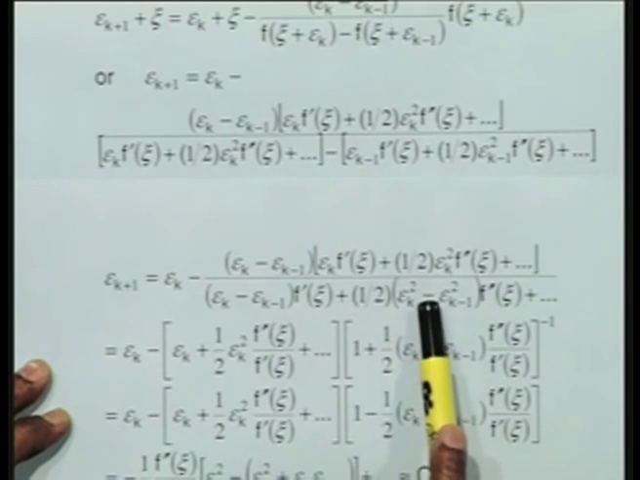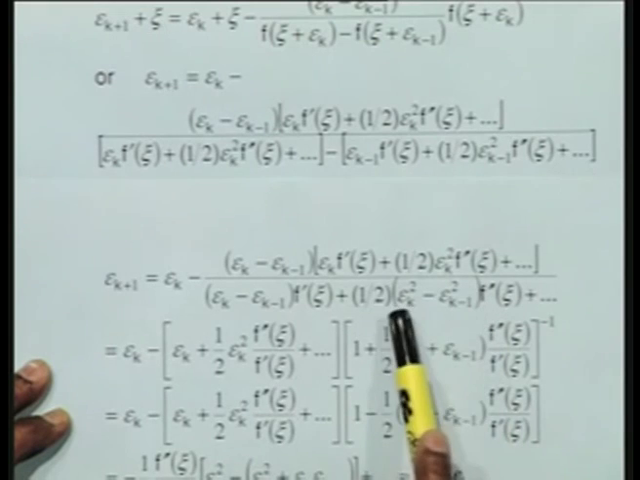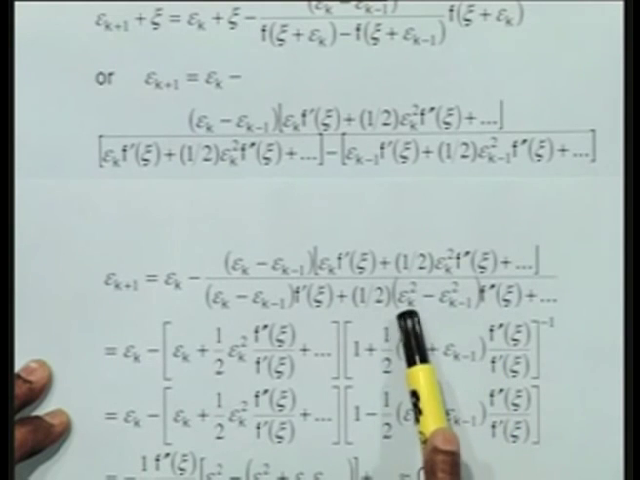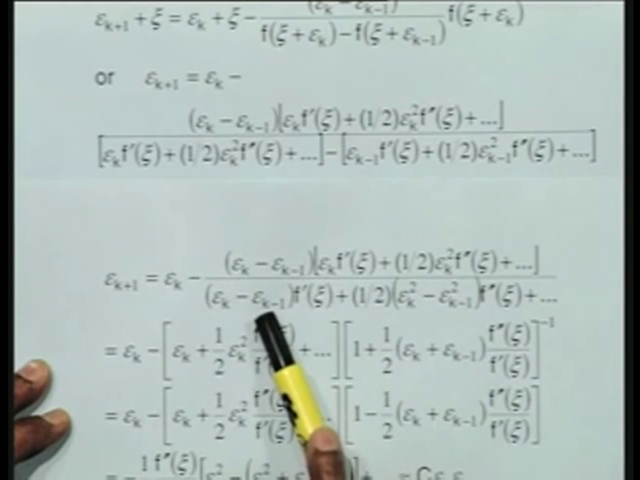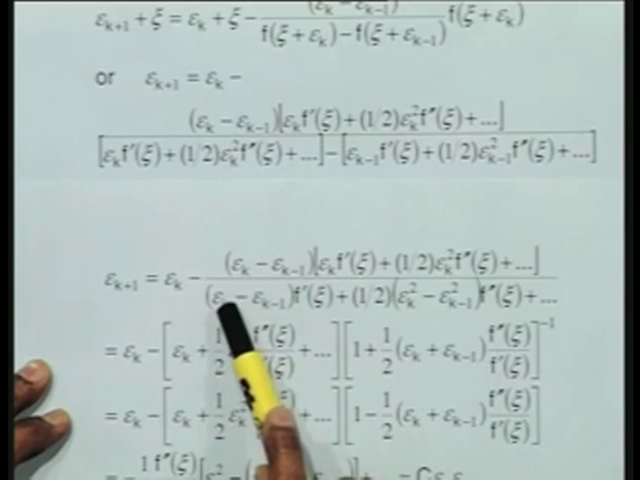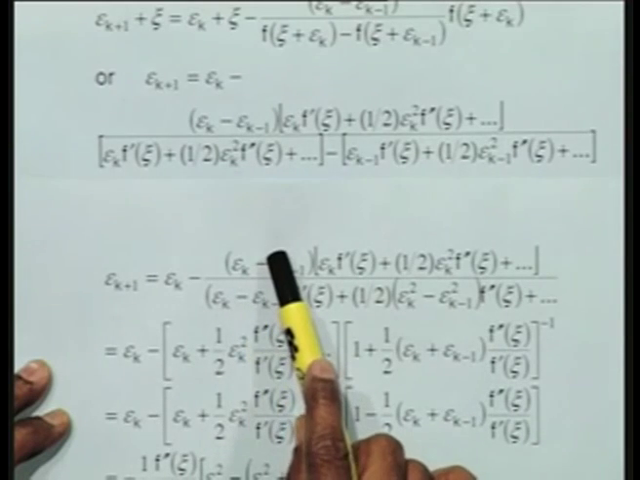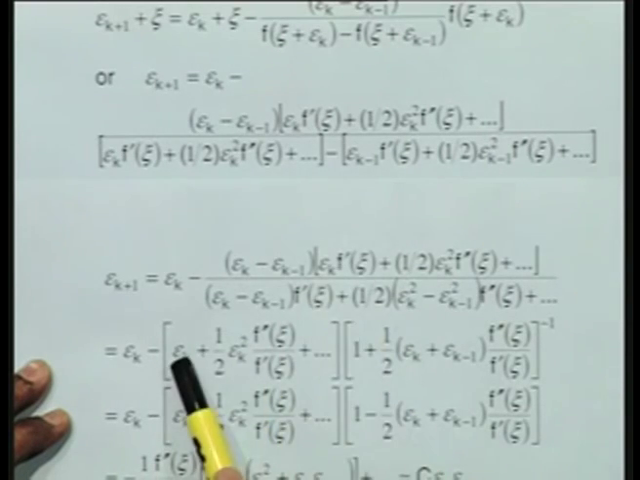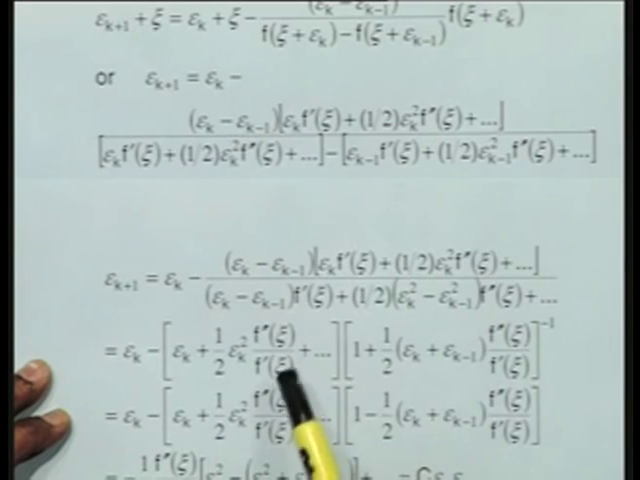Now let us first look at the denominator. The denominator will be 1 plus half, this is epsilon_k square minus epsilon_{k-1} square, we factorize it, epsilon_k minus epsilon_{k-1} into epsilon_k plus epsilon_{k-1}. Epsilon_k minus epsilon_{k-1} cancels because we are dividing by this. So what is left is epsilon_k plus epsilon_{k-1}. This is f double dash by f dash x_i, this to the power of minus 1. And the numerator, epsilon_k minus epsilon_{k-1} was cancelled, f prime x_i we take it inside. So I will have here epsilon_k half epsilon_k square f double dash divided by f dash x_i.